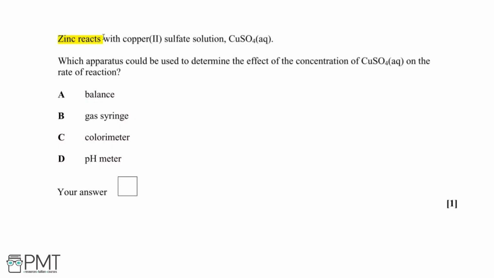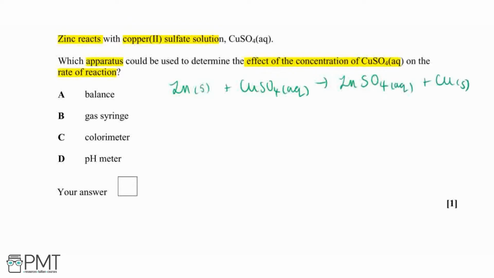We're told that zinc reacts with copper sulfate solution, and we need to determine which apparatus can be used to determine the effect of the concentration of copper sulfate on the rate of reaction. So let's start by writing out a reaction equation so that we can see what sort of reaction we've got. So we have zinc metal reacting with copper sulfate solution, and this is going to be a displacement reaction. So our zinc is going to displace that copper from the solution. So we will then get zinc sulfate solution and copper metal.